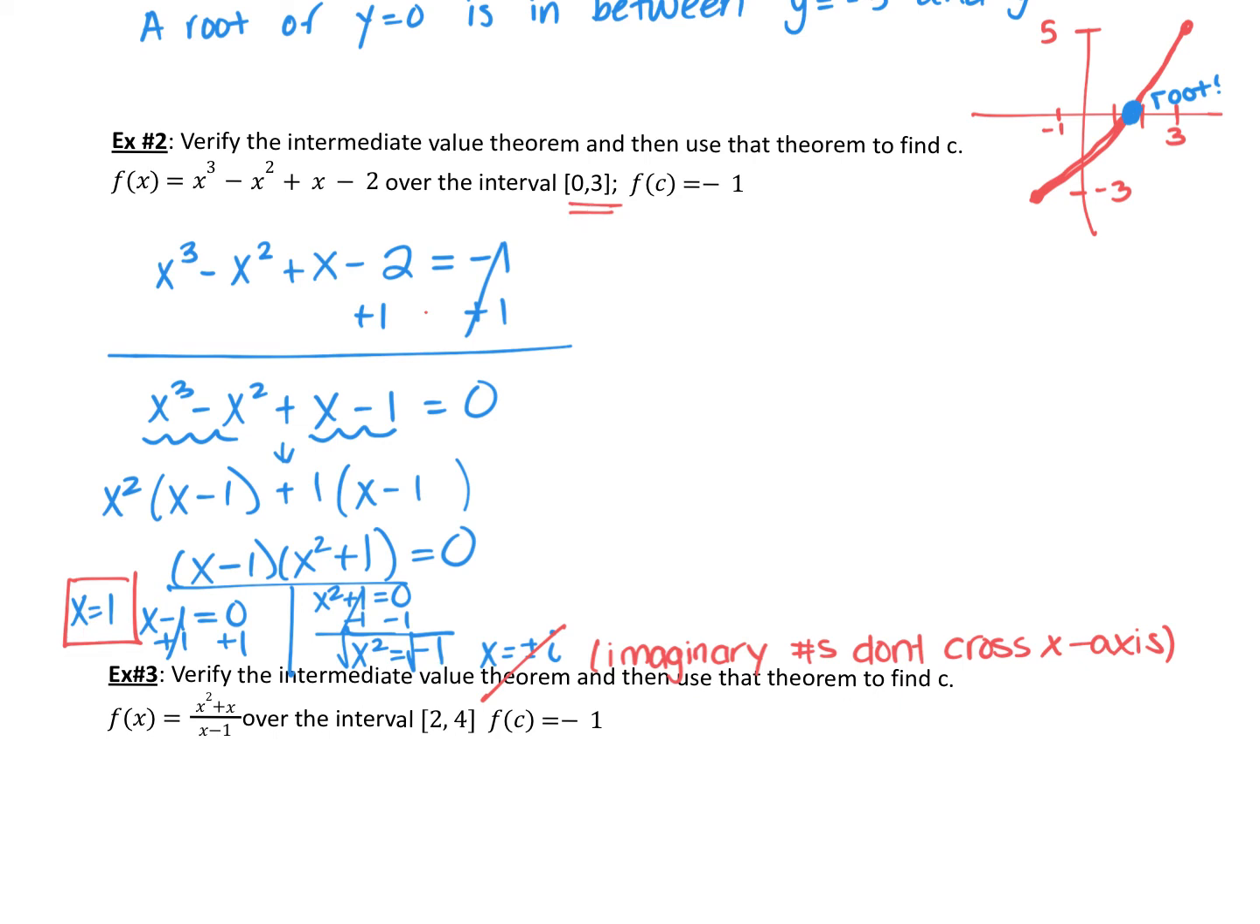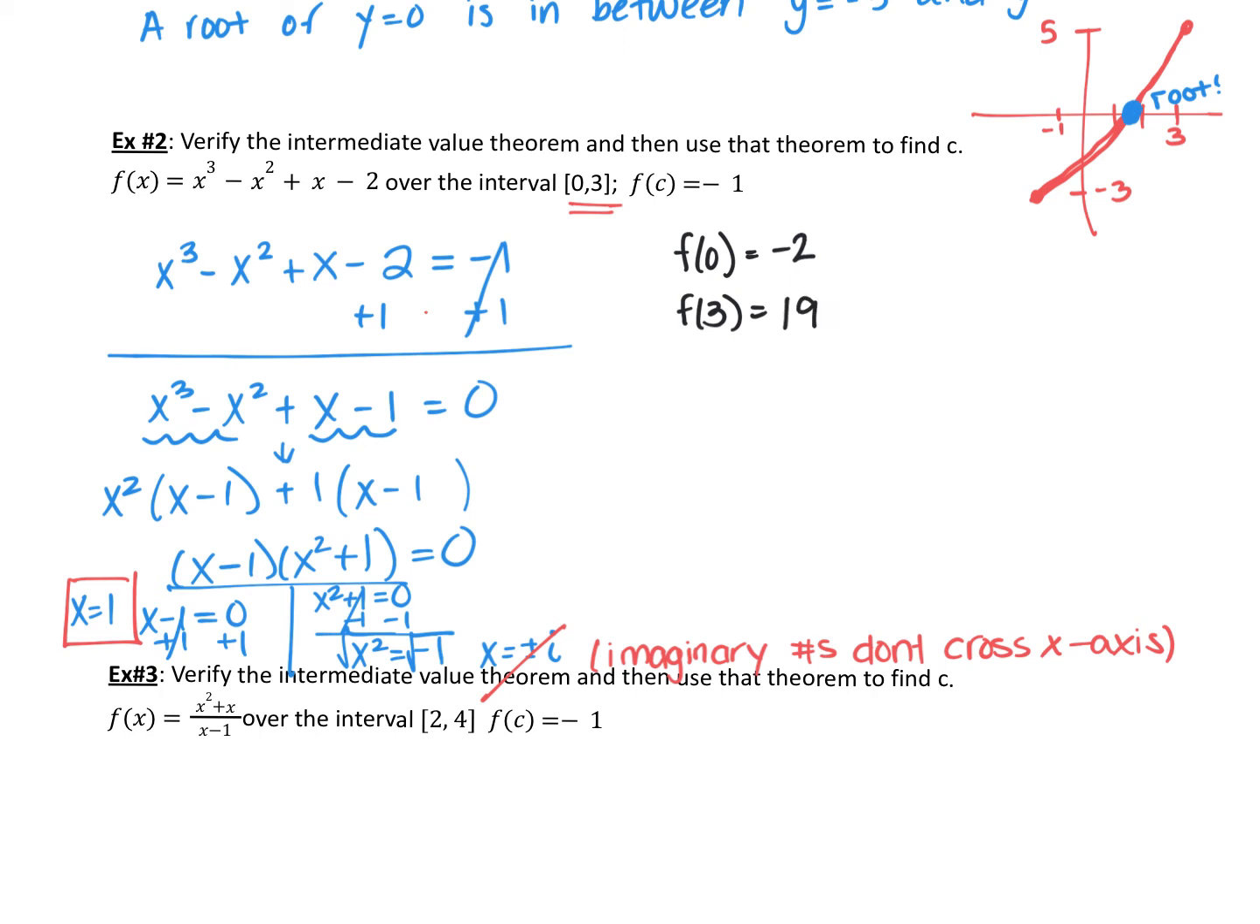So let's verify this with the intermediate value theorem just to show that our answer makes sense. So if we try to find f of 0 and f of 3, let's use the original function, pause the video, and find these two values, and then hit resume when you're ready. Okay, so f of 0 is negative 2, and f of 3 is 19.